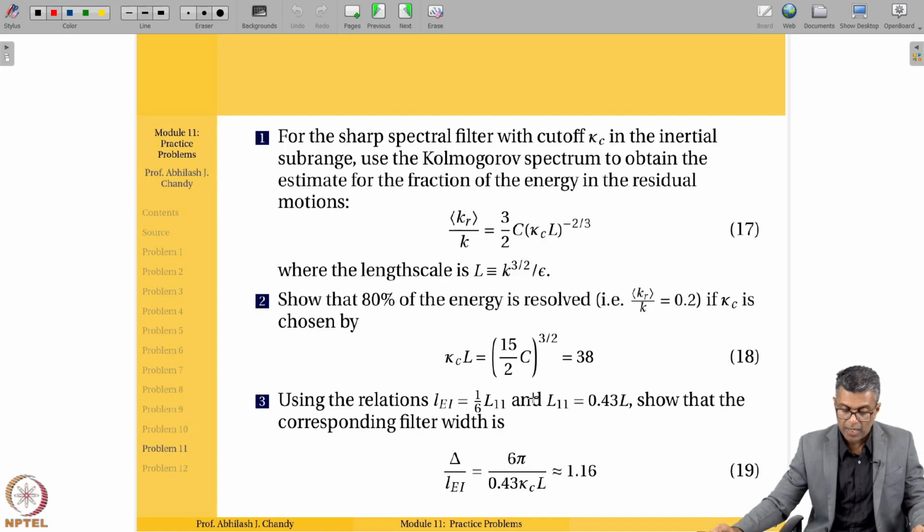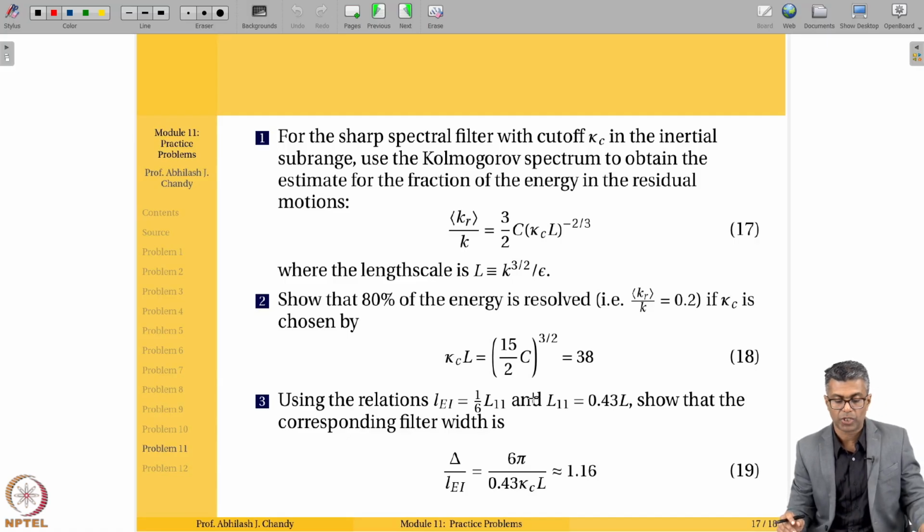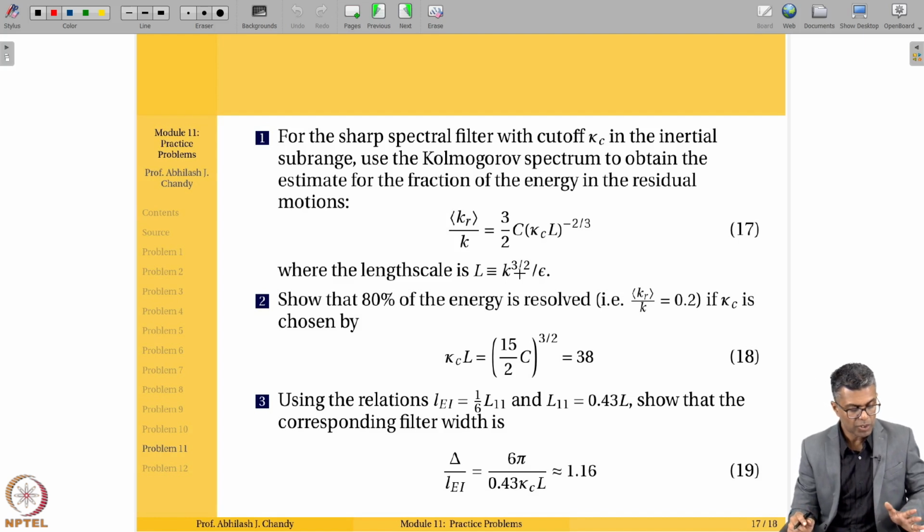The first part of the question is, for the sharp spectral filter with a cutoff kappa c in the inertial subrange, use the Kolmogorov spectrum to obtain the estimate for the fraction of energy in the residual motions, which is K r over K equal to 3/2 C kappa c times L to the negative 2/3, where the length scale L is equal to K to the 3/2 over epsilon. That's the first part, so let's do the first part first.